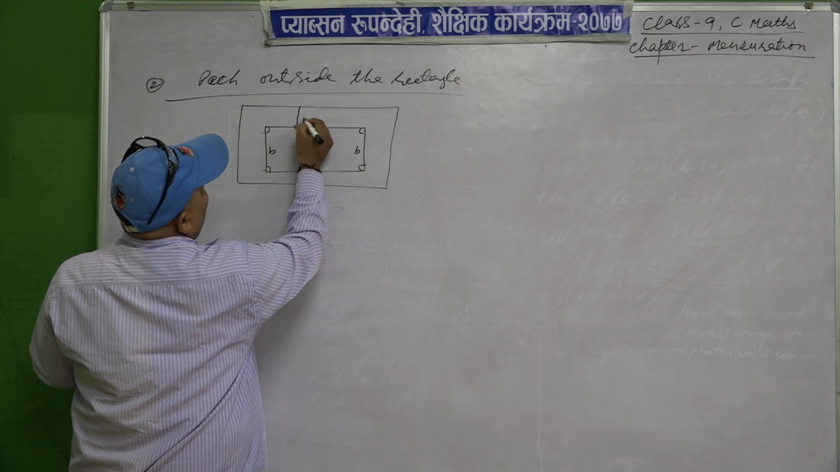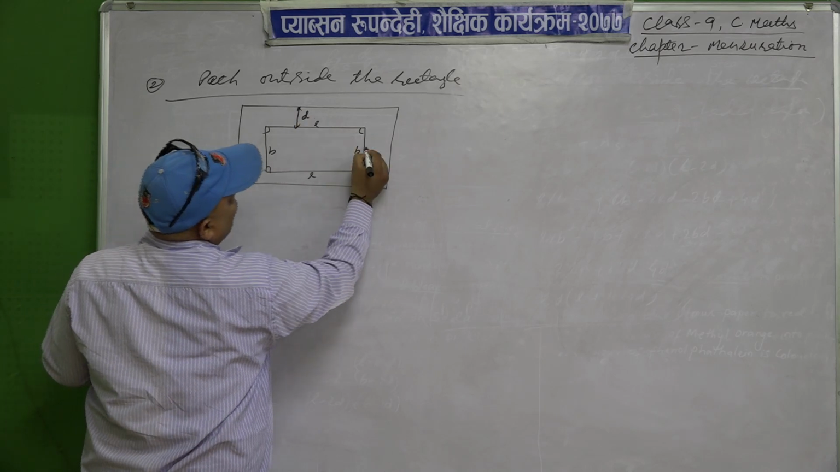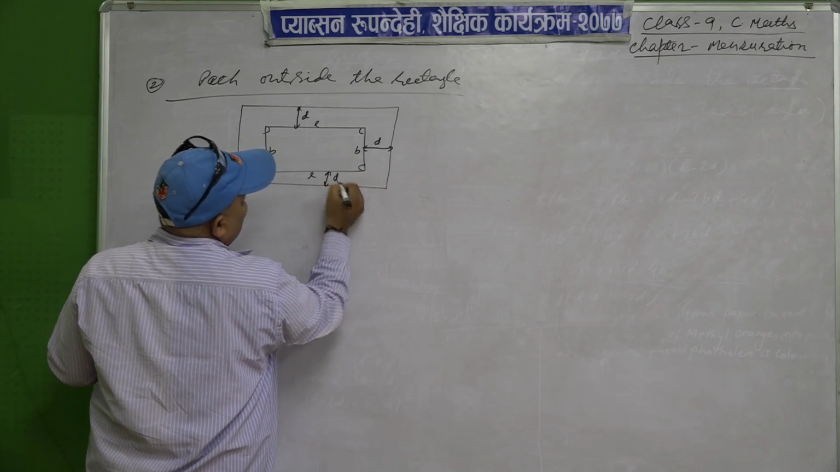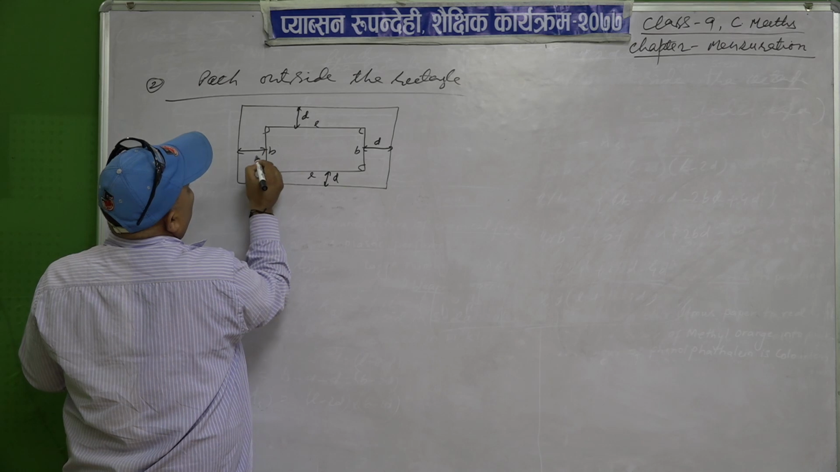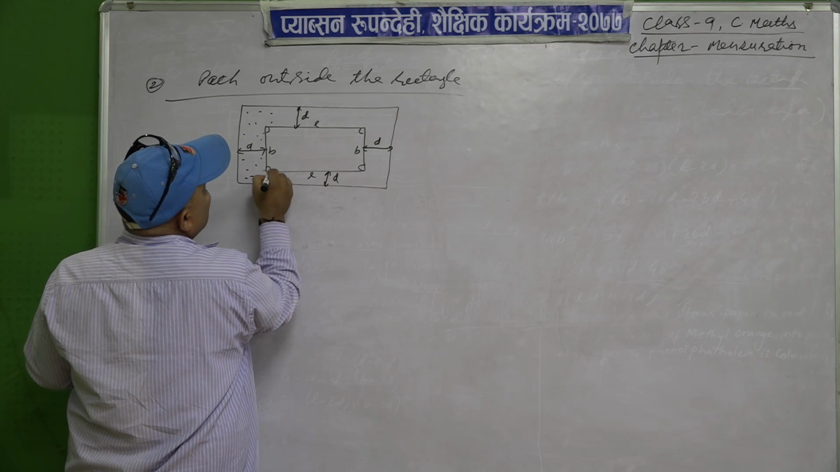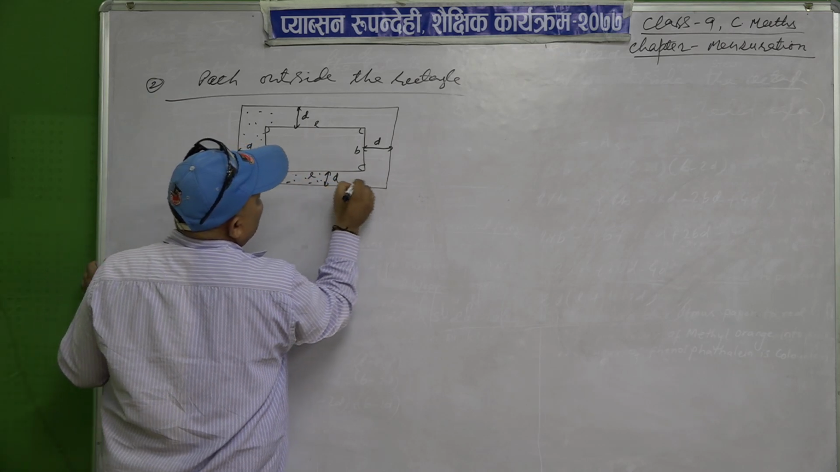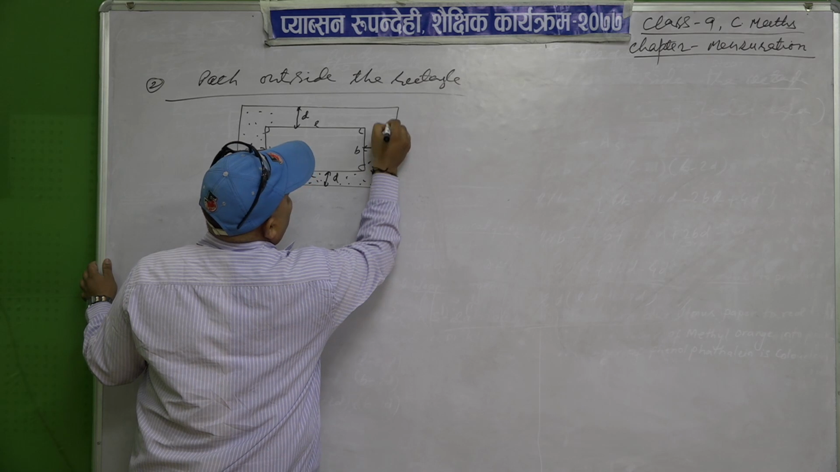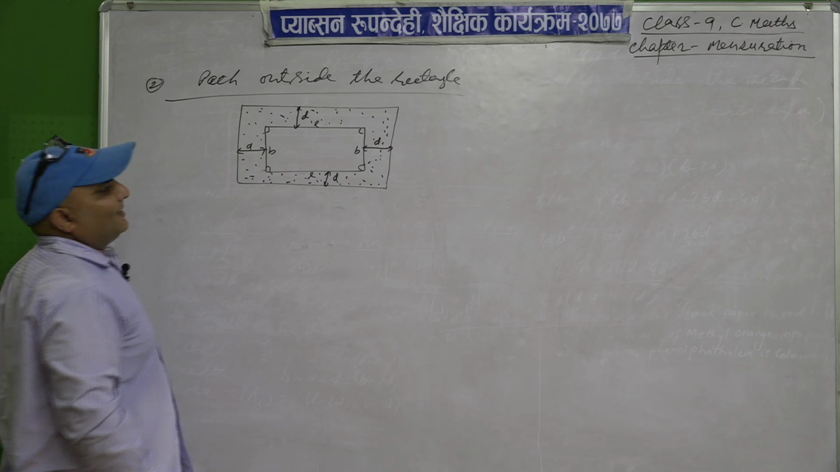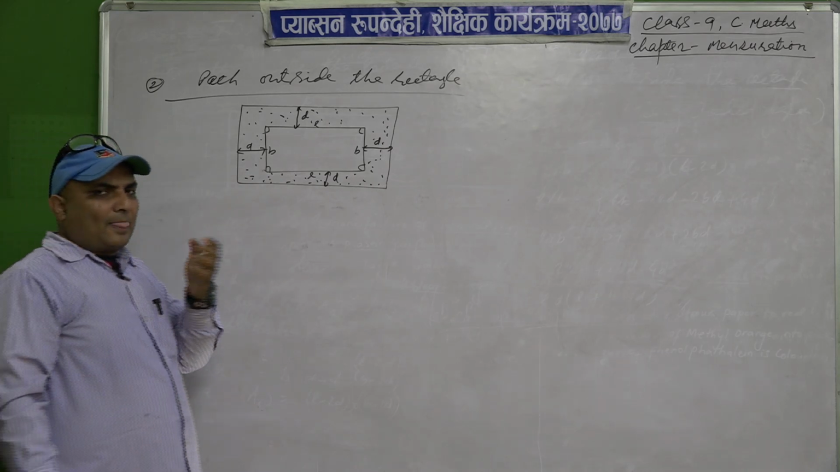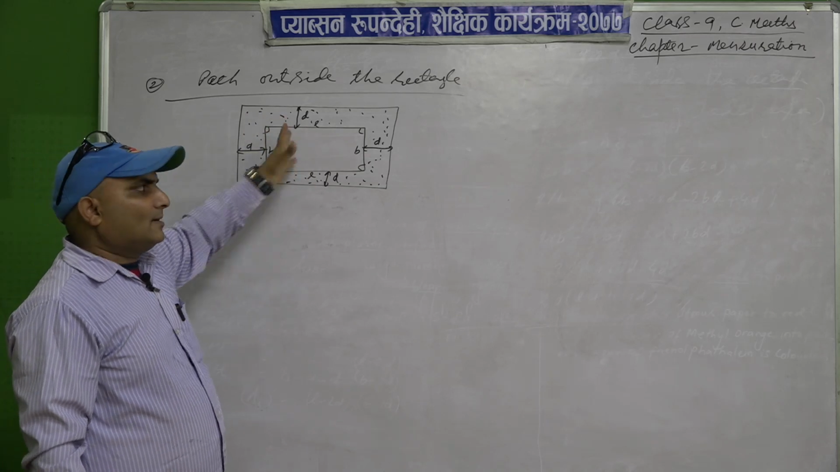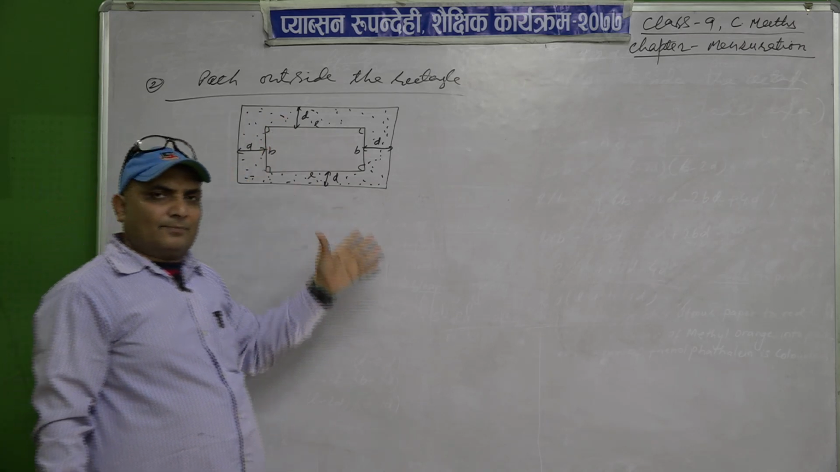And suppose we have a uniform width D. Now again we have to find the area of this path or the area of this shaded region. The process is the same. First of all, we find the area of the big rectangle, then the area of the small rectangle, and then we subtract the area of the small rectangle from the area of the big rectangle. The concept is the same, the way is the same.